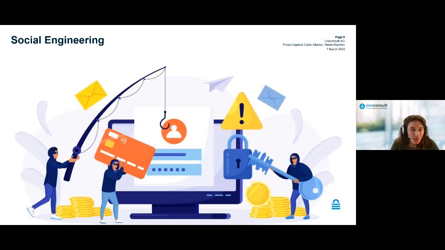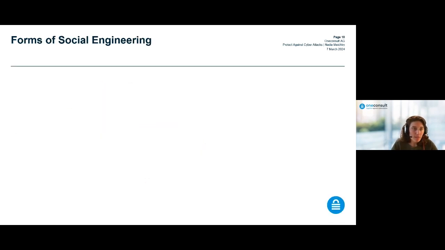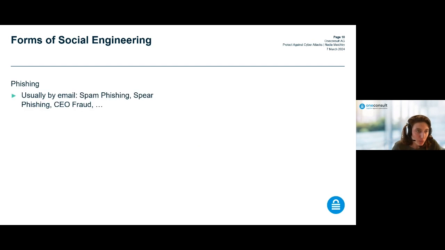So social engineering is a form of interpersonal manipulation with the aim of causing people to behave in a certain way and thus to lead them to do something they wouldn't normally do. So for example, divulge confidential information like credentials. It thus exploits human behavior such as curiosity or helpfulness. So there are several forms of social engineering. So the most well-known being phishing, of course.